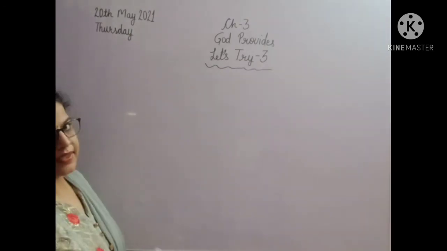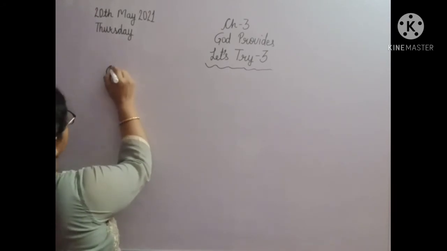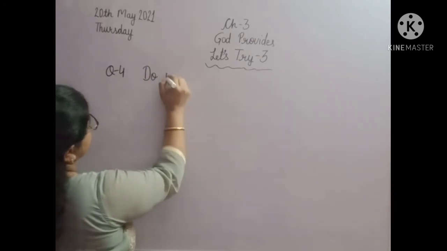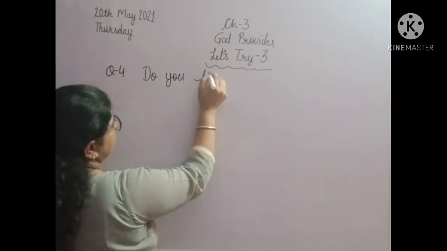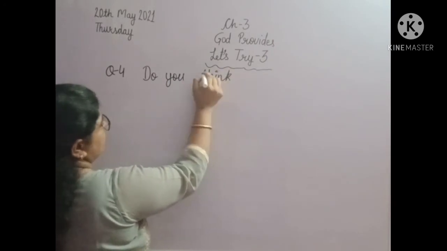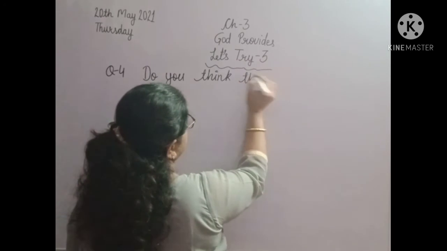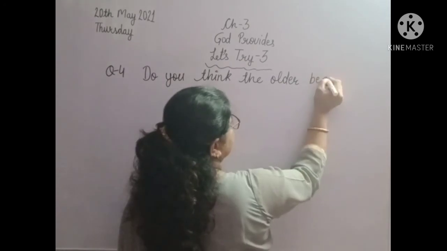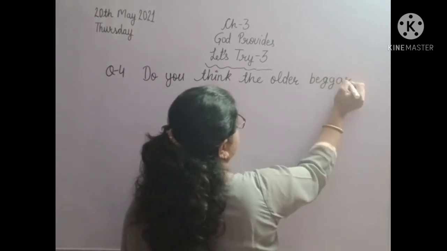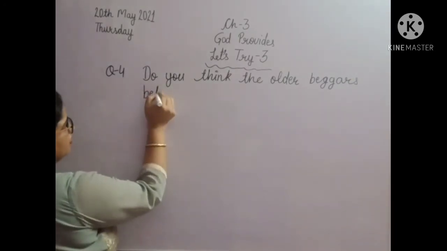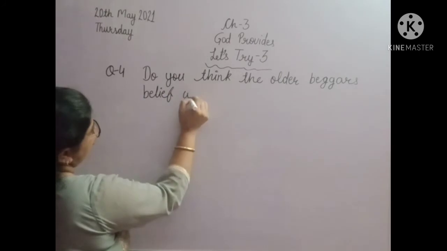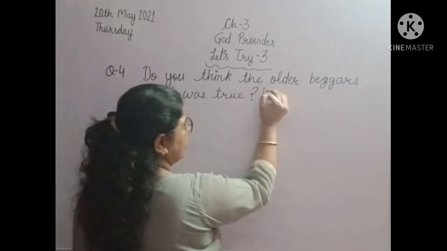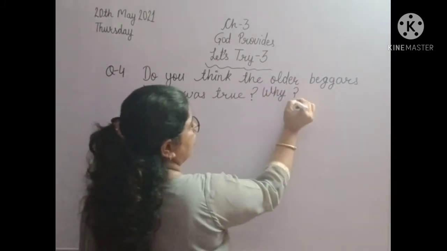The last question of this exercise is question number 4, and the question is, do you think the older beggar's belief was true? Why? Why not?